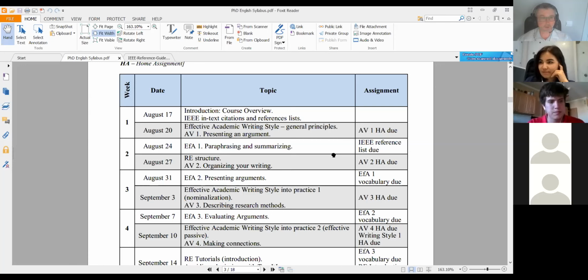Okay. So question from Sirajuddin. Could you please upload the syllabus to Moodle, please? The syllabus is on Moodle, actually, and the link to Moodle is in the conference chat.